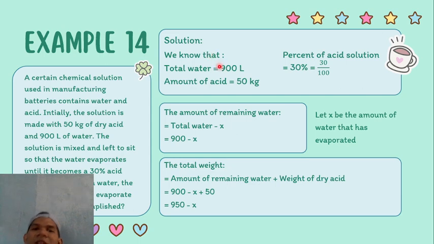Solution: we know that the total water is 900 liters, the amount of acid is 50 kilograms, and the percent of acid is 30%, or 30 per 100. Let X be the amount of water that has evaporated. So the amount of remaining water is total water minus X, which is 900 minus X. The total weight is the amount of remaining water plus the weight of dry acid, so we get 900 minus X plus 50, which equals 950 minus X.